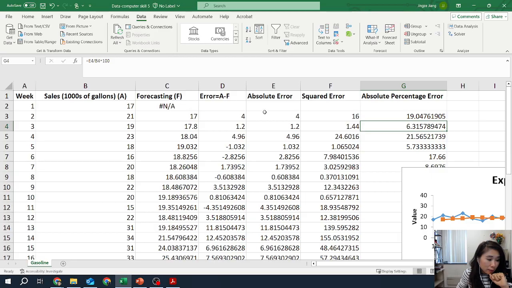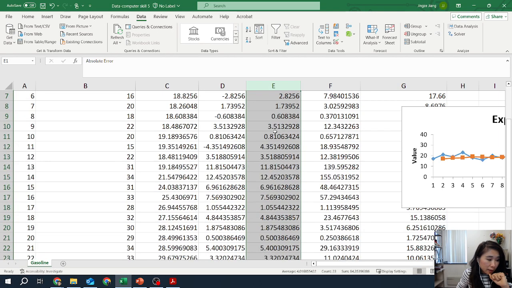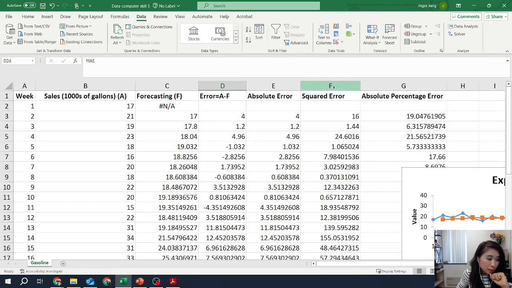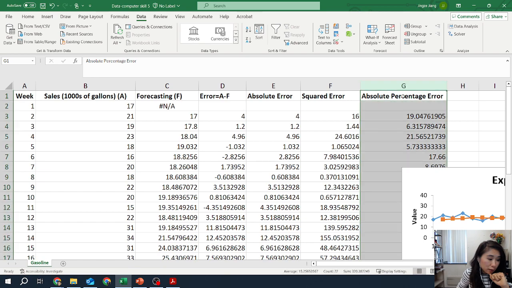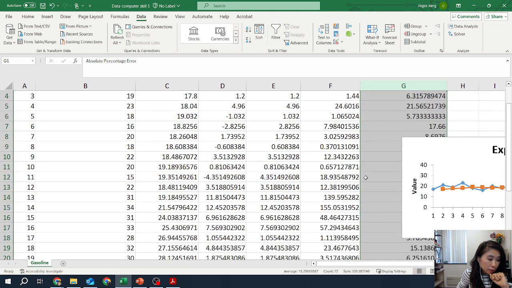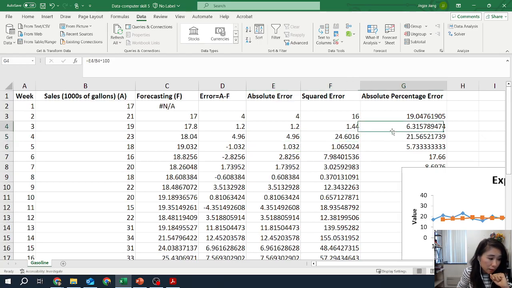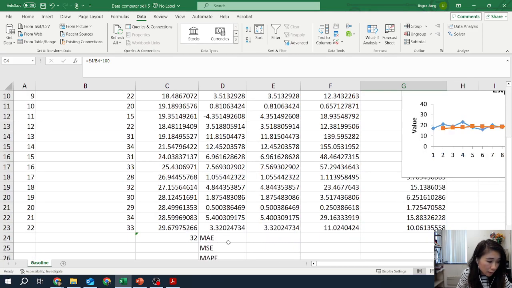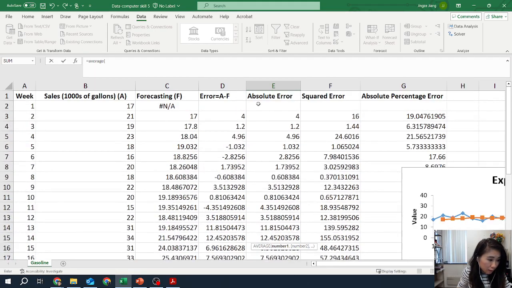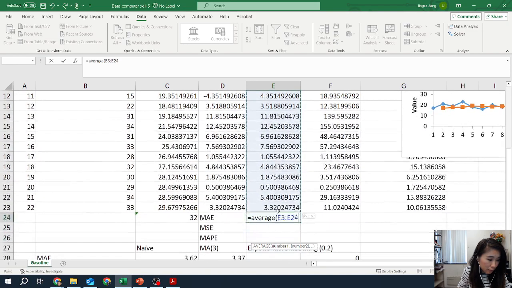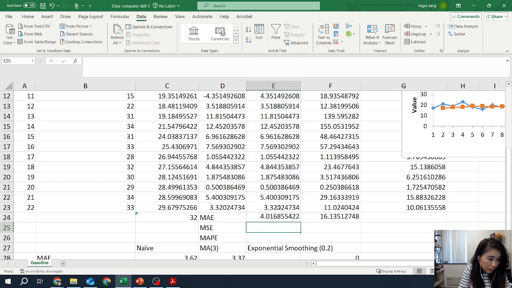Okay, so based on the values in column E, I'm able to calculate MAE, based on column F, I'm able to calculate the value for MSE, and based on the values in G, I'm able to calculate MAPE. So here, again, if you do not know how to set up the values in E, F, G, please watch the previous video. Now let's see what the value for MAE is. I'm using equals average, open parentheses, and I will select all the values under the absolute error, close the parentheses and push enter. That gives me the value for MAE.